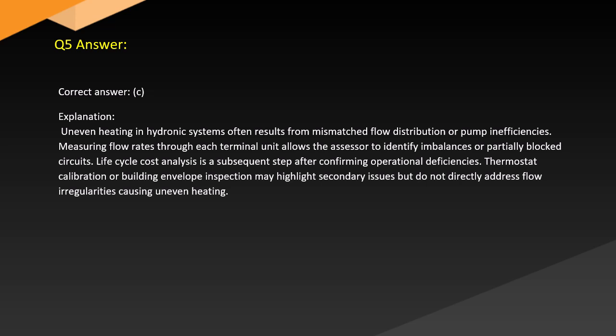Answer. Correct answer. See explanation. Uneven heating in hydronic systems often results from mismatched flow distribution or pump inefficiencies. Measuring flow rates through each terminal unit allows the assessor to identify imbalances or partially blocked circuits.